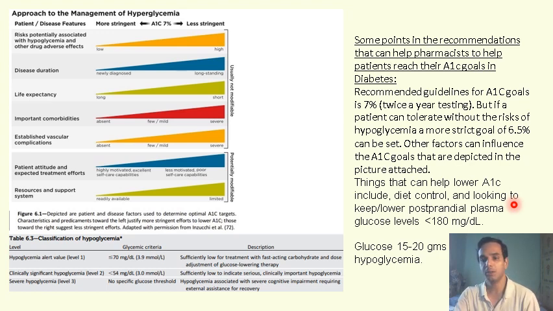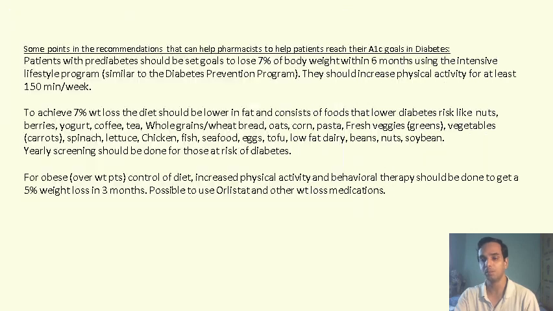Hypoglycemia is something which you don't want to get into, but at the same time, we want to control plasma glucose levels to less than 180 to get a good A1C. It has been shown that keeping the plasma glucose levels less than 180 benefits the lowering of A1C, as does diet.